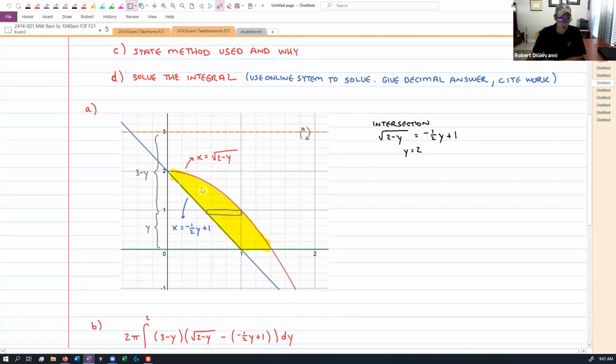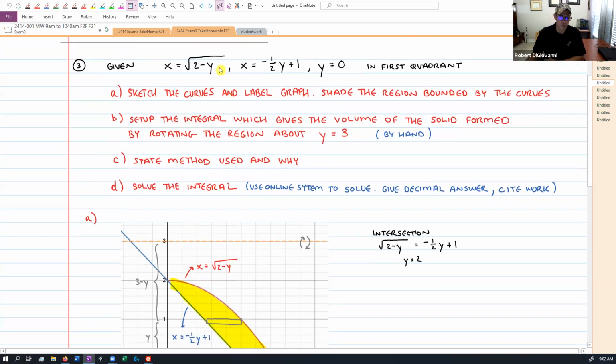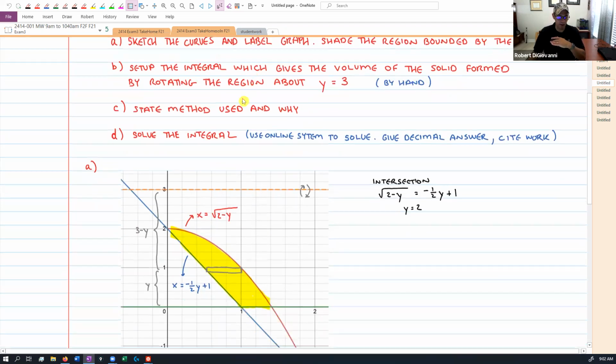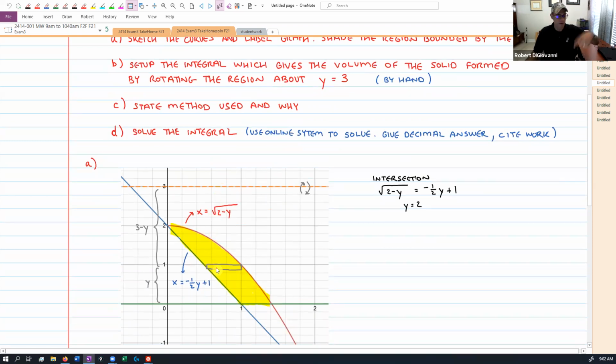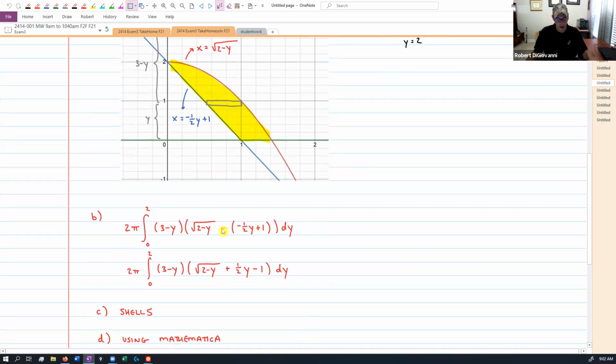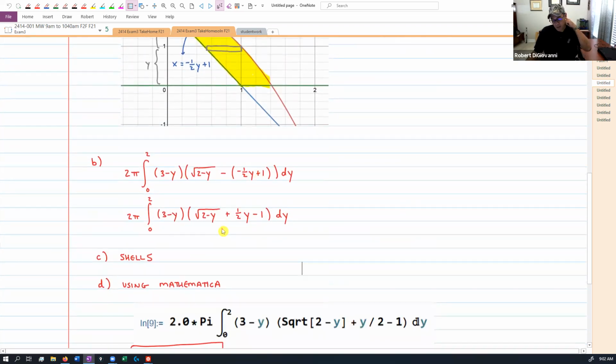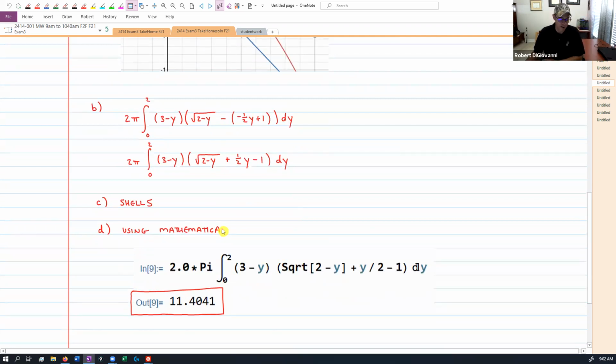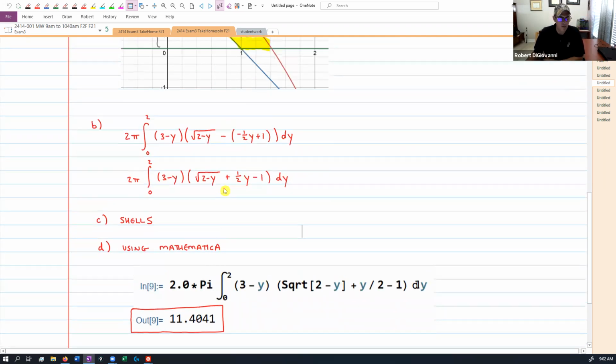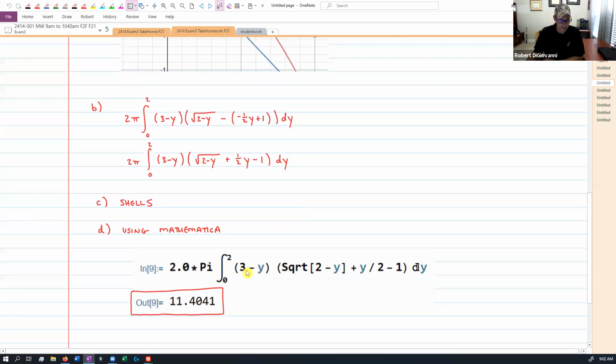And then on this one, I really wanted to see a picture again with labeling, and then using the method of shells, because your axis of rotation was parallel to your rectangle. So, these functions in this problem were given to you. They're functions of y. They're solved for x already. So it makes sense to leave everything the way it is and then rotate that rectangle around that horizontal line. So you use shells, and here's your formula that you'd have for it. And then on this one, I said use anything you want to find the antiderivative or find the area, or sorry, the volume here. So I used Mathematica and got an answer 11.4.